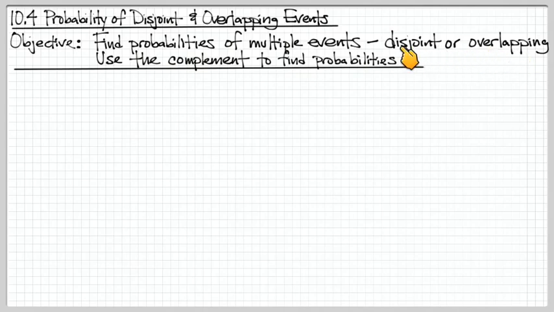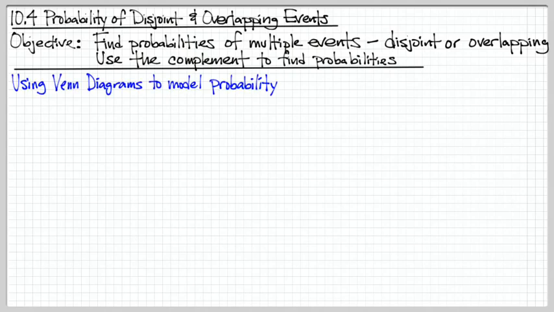So we're going to talk about the differences between the two and how calculating the probabilities of these kinds of events is done differently. We're also going to look at a technique where we can use the complement to find probabilities. Okay, let's start talking about disjoint and overlapping events first.